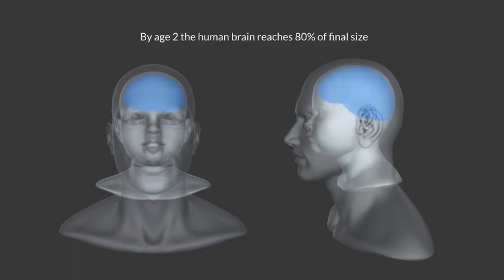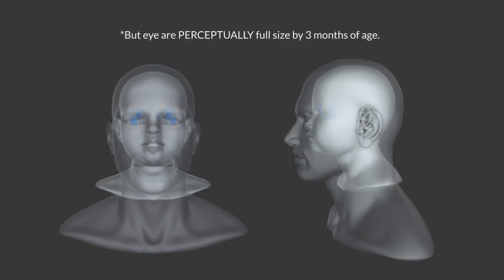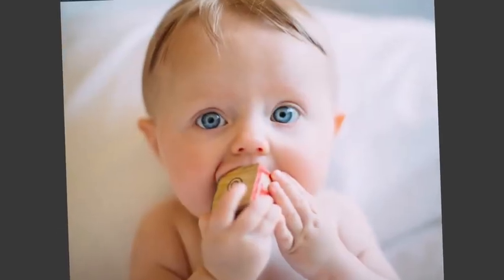By age 2, the human brain reaches 80% of its final size, so the cranium doesn't change that much compared to other parts. And by age 3, human eyes are 90 to 95% of final size, but perceptually from the outside, eyes reach full size by 3 months of age. And that's where the big-eyed cuteness of babies comes from.